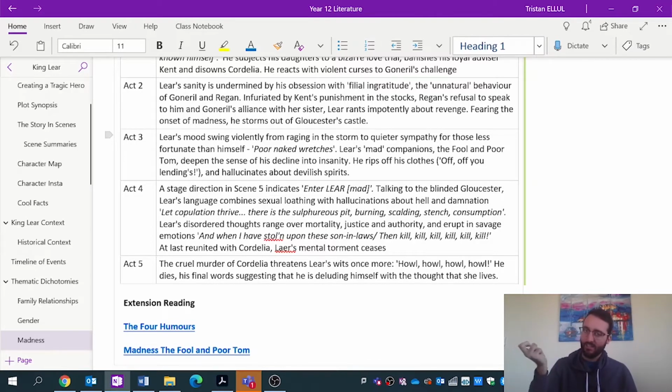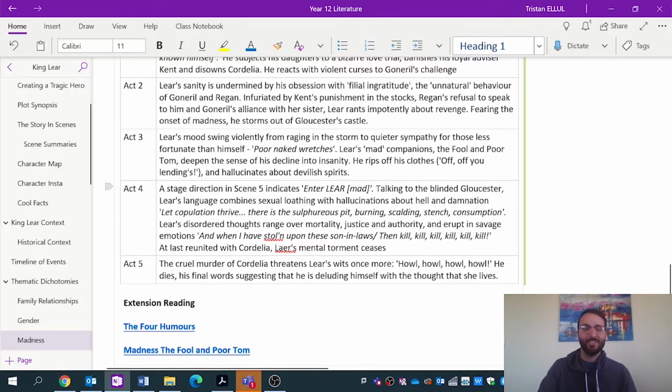But again, we can see this aspect that he is recognizing things, and there's clarity from the madness. This interesting juxtaposition between insane in mind, but clarity in focus and in decisions of the world and recognition of past mistakes. In Act 4, a stage direction in scene 5 indicates: enter Lear, and in brackets, mad.